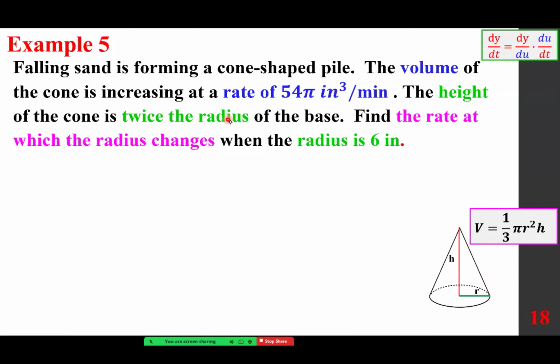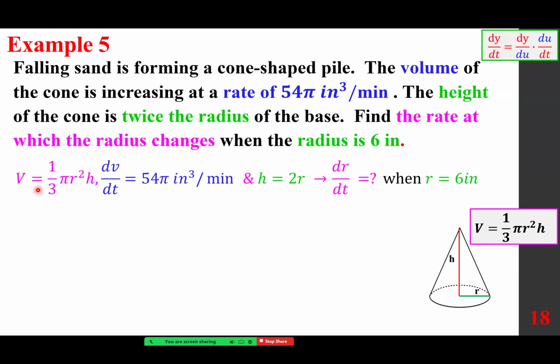Okay. Find the rate at which the radius changes. The rate at which the radius changes, dr/dt, is missing when r is 6. So this is the translation. We need the formula for the volume. dV/dt is 54 pi cubic inches per minute. The relationship between h and r is that h is 2r. dr/dt is missing when r is 6 inches.